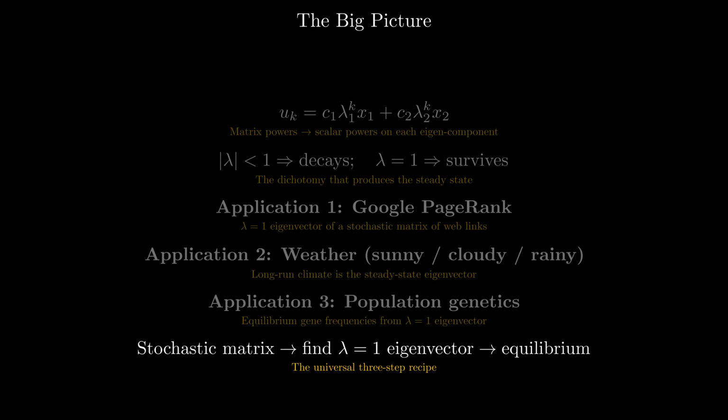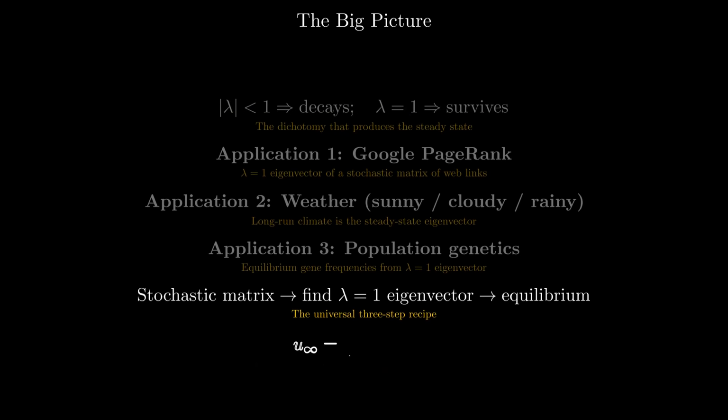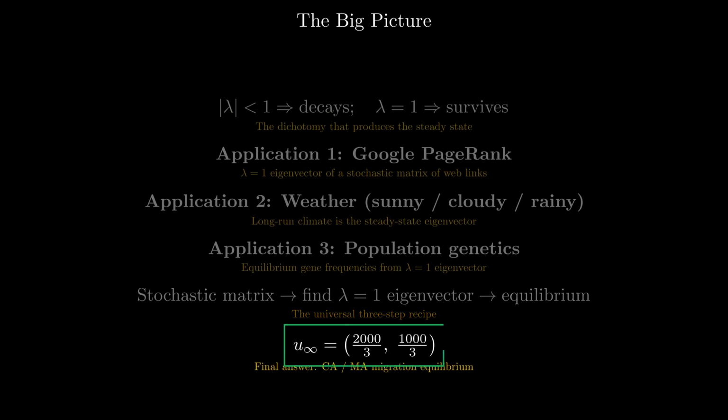One trick, endless applications. So the next time someone asks where 1000 people will live after 100 years of migration, you do not need a simulation. You just need the eigenvector 2, 1, and the answer falls right out. 2000 thirds in California, 1000 thirds in Massachusetts.